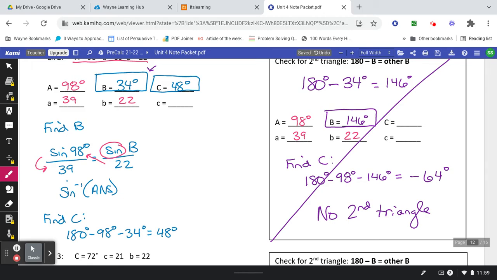All right, one last step is to find lowercase c, side C. I always like to use, like we said, the numbers that were given to me. So I'm going to use the 98, 39 pair as opposed to this 34, 22. I like to use the numbers as best as possible what was given to me.